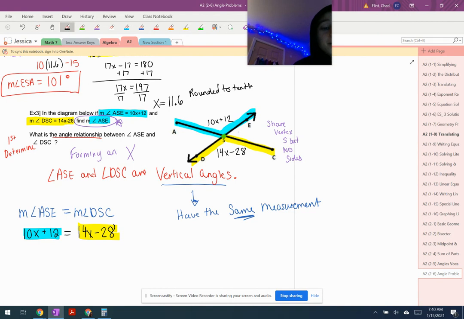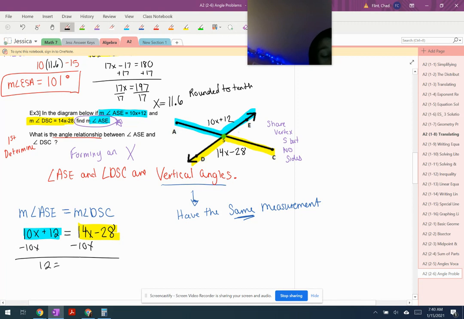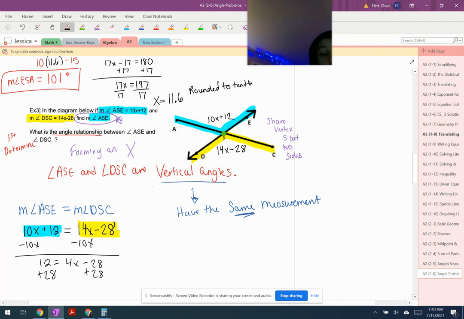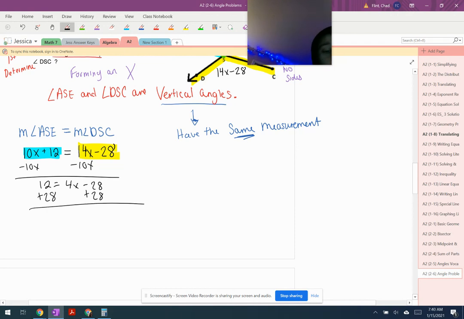And now we solve. Minus the 10x: 12 is equal to 14x minus 10x, which is 4x, minus 28. Add the 28: 12 plus 28 is 40. So 40 is equal to 4x. Divide by 4, and x ends up being 10.